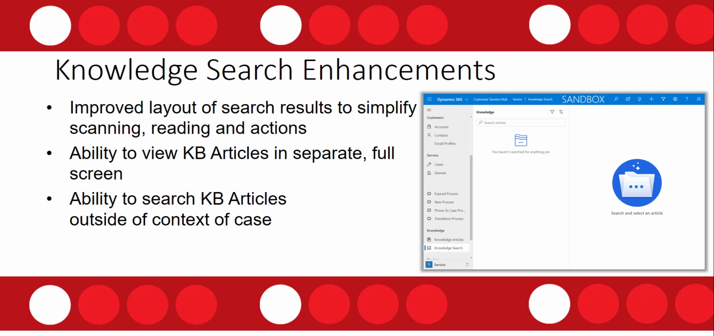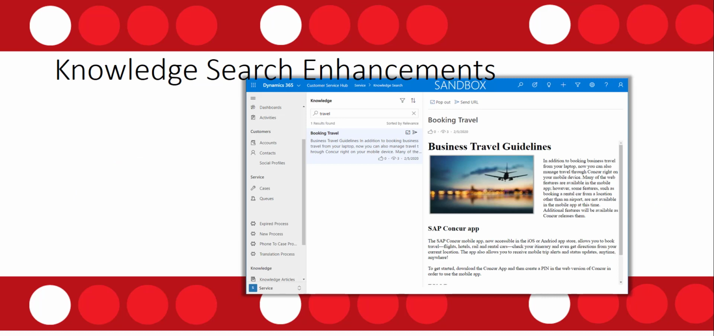And I also liked to be able to view the entire article in full screen. Now, the search page is located in the customer service hub app, obviously, and it's under the service area. So then you'll find the knowledge search navigation under the knowledge section right on the right side. So this is what that looked like. So you can see it's nice to be able to, again, review that information in a page outside of the context of a case record.